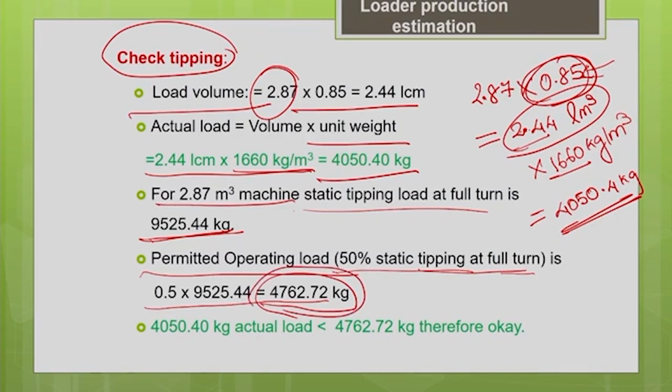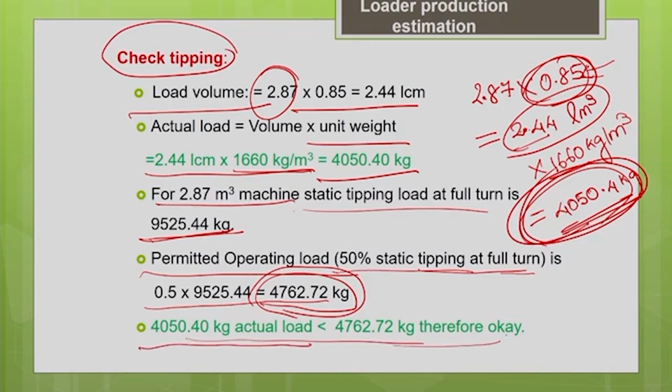Now, let me check the actual weight of the load in my bucket. The actual weight of load in my bucket is 4050.4 kg. So, this is less than the permitted operating load of 4762.72 kg. Since this is less, the machine is going to be stable. Suppose the weight of your material is going to be more than the permitted operating load. In that case, the permitted load will be the limiting value, and you cannot go beyond that. You have to take it as a guideline, and load the bucket only up to this.